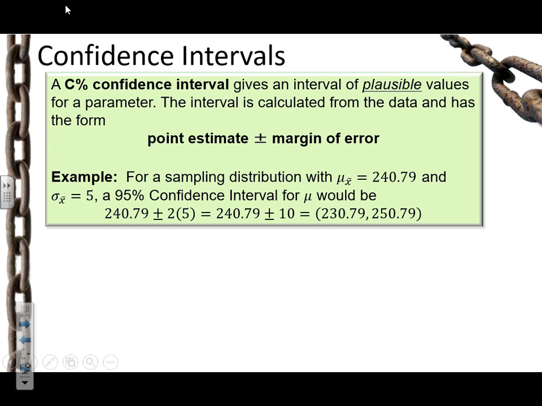Okay? So, for instance, in the example here, for a sampling distribution with a mean of 240.79 and a standard deviation of 5. So they took a sampling distribution. This was the mean. This was the standard deviation. If we wanted to do a 95% confidence interval, we take the point estimate, the mean, 240.79, plus or minus, 95% said 2 standard deviations, so we take 2 times our standard deviation. So if we take 240.79 plus 10 and 240.79 minus 10, here's the interval we create.